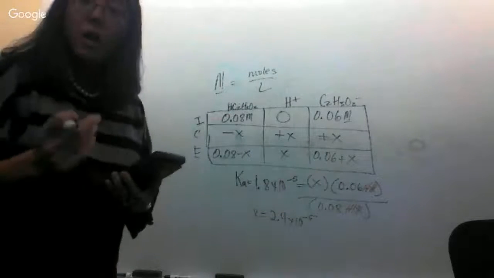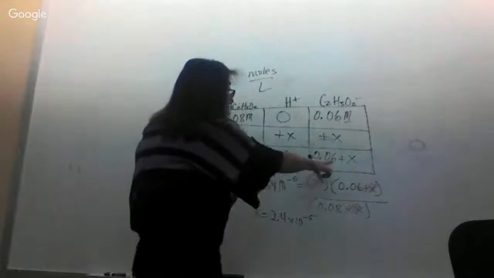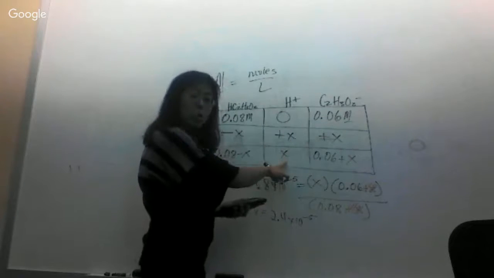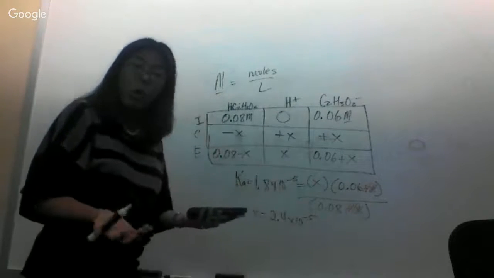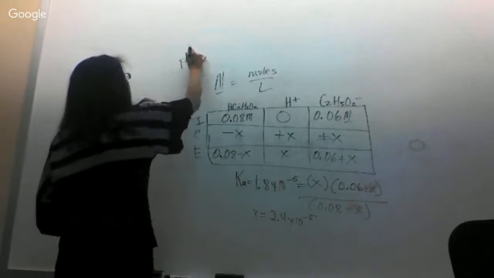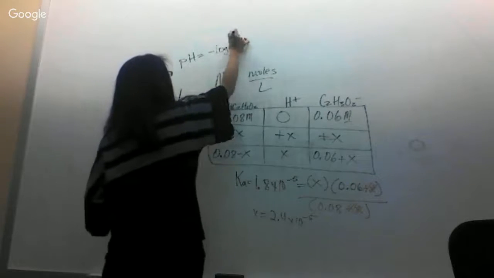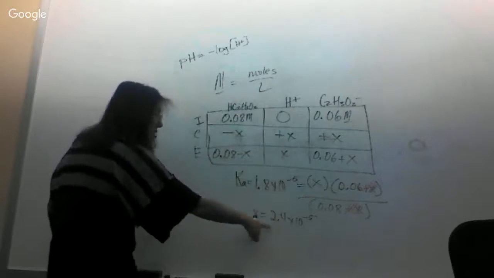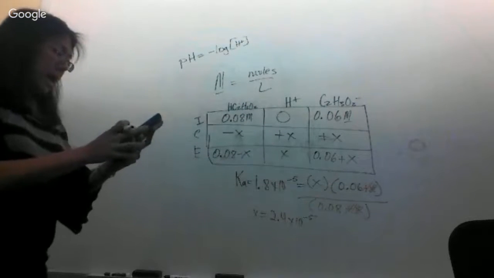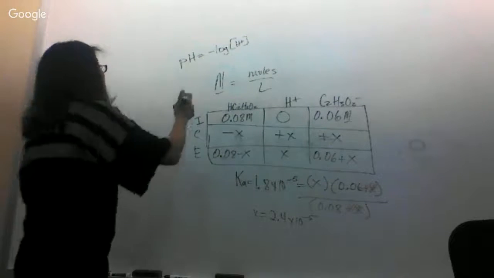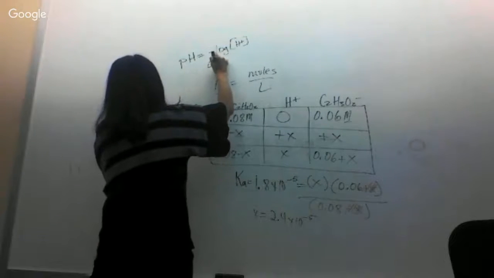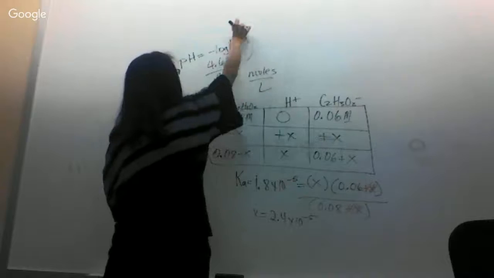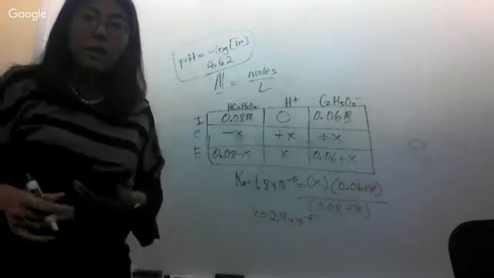Okay. Now that we found x, what are we going to do? pH, right? So here we go. pH is negative log of the H. Since the H happens to be x, stick that number in, and you should get a pH of 4.62. All right. So hopefully you guys did that right.